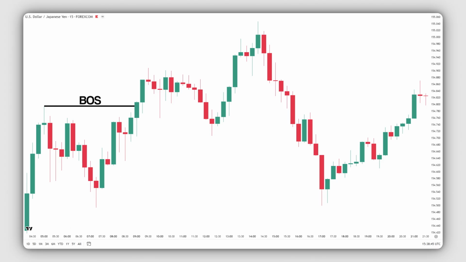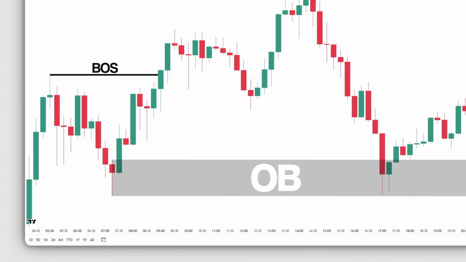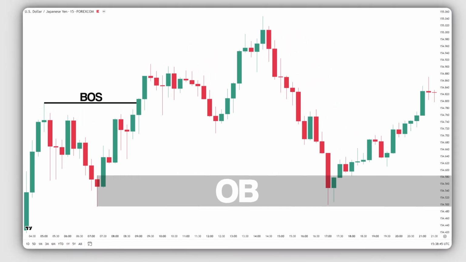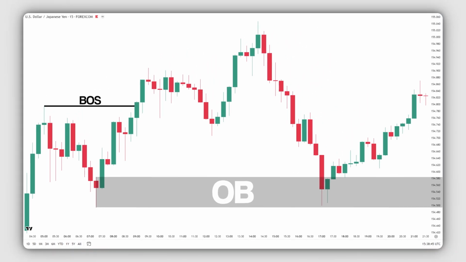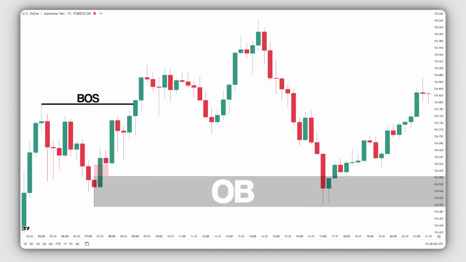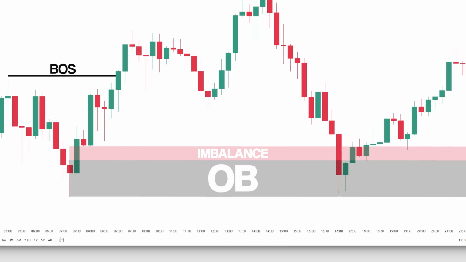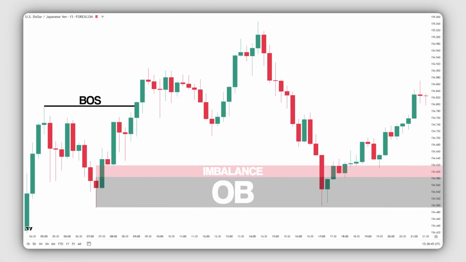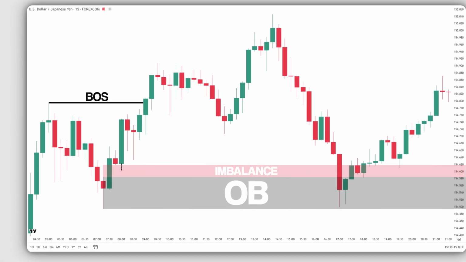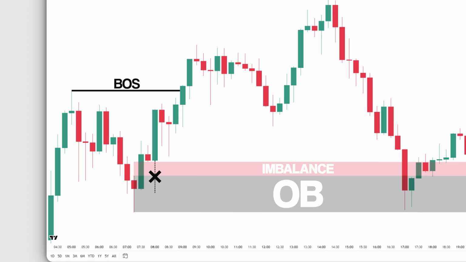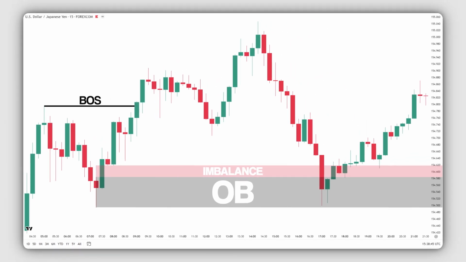The order block itself is defined by a very clear hammer candle, which signals strong rejection of lower prices and marks the point where institutional buyers stepped in. Above this order block, we can clearly observe the formation of imbalance, confirming strong bullish displacement. Importantly, price did not return to mitigate this order block, which keeps it valid and unfilled.